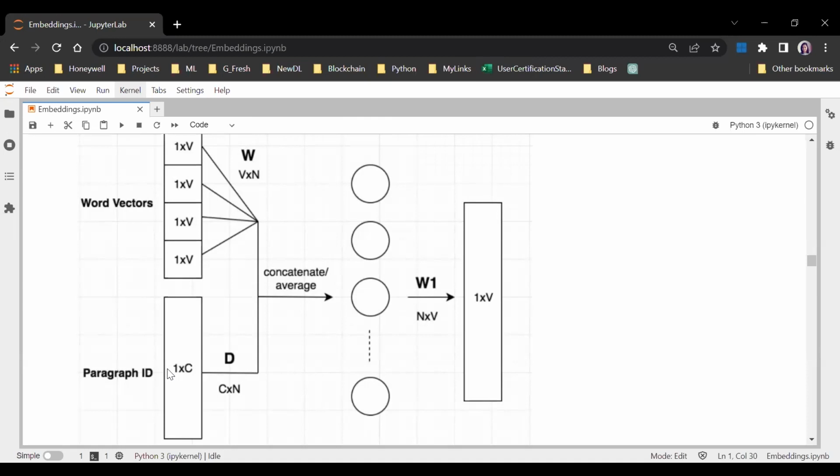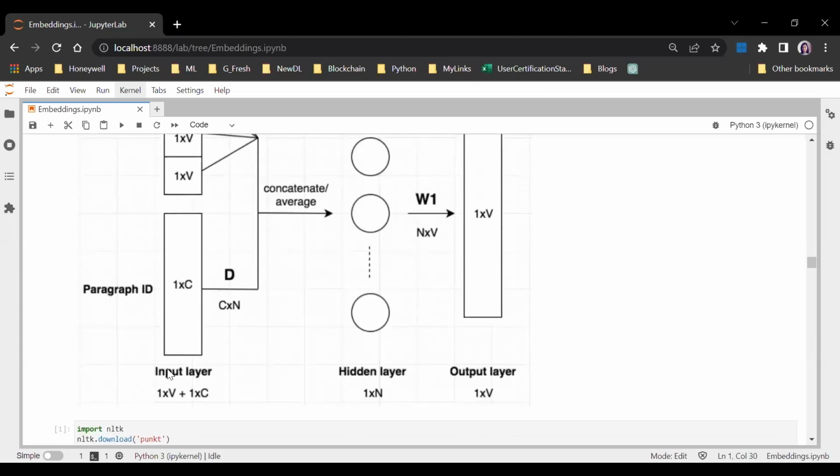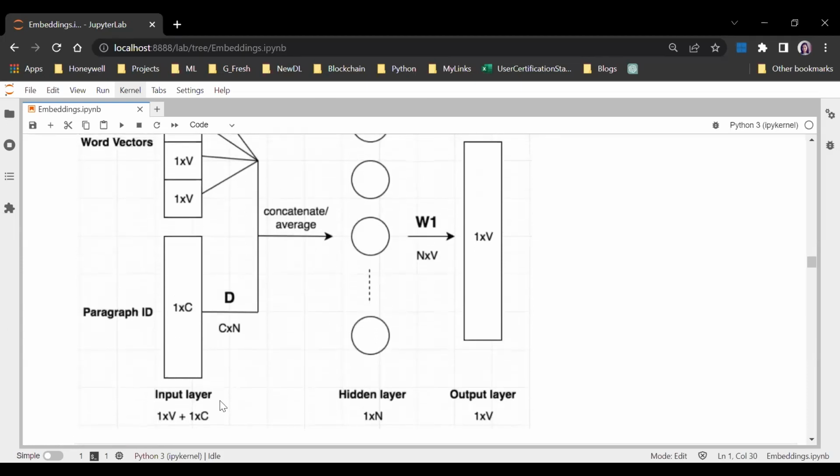And in a distributed bag of words, we just sample some random words from the sentence and make the model predict which sentence it came from. You can think of it as a classification task.